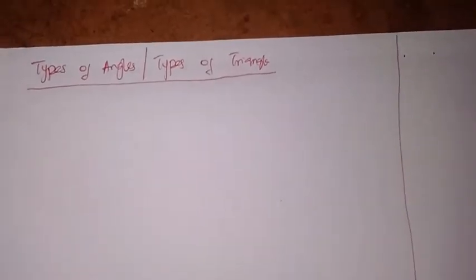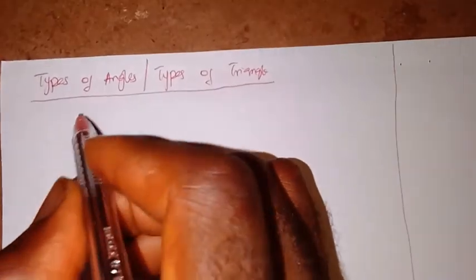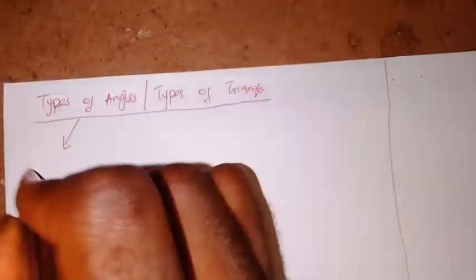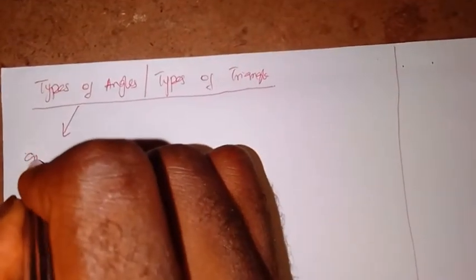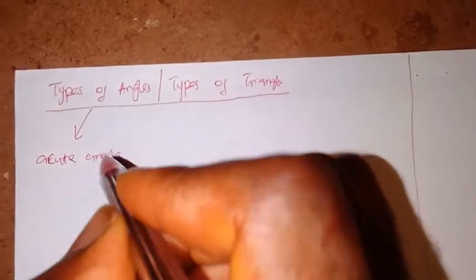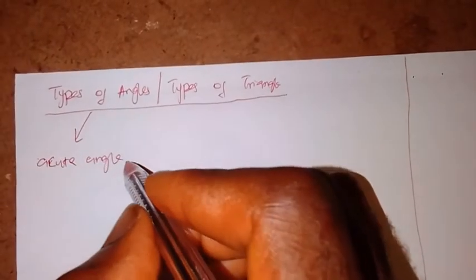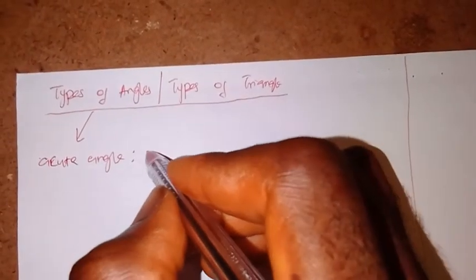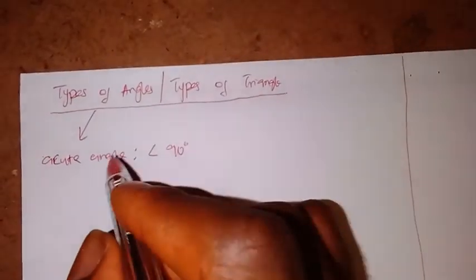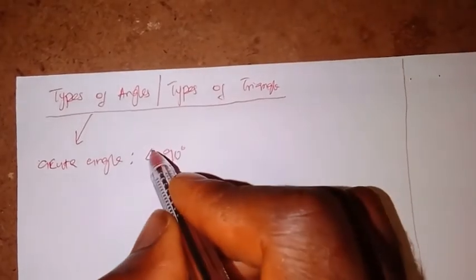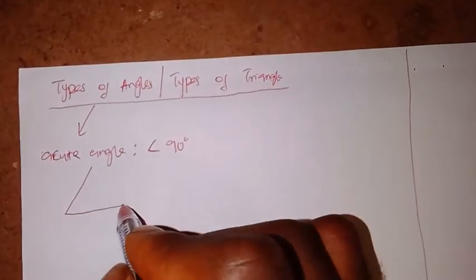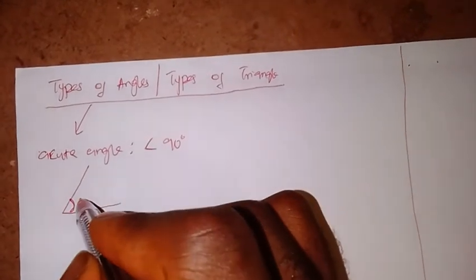Now, in mathematics, we have three basic types of angles. Starting with this, we have our acute angle. Acute angles are those angles that are less than 90. Those angles less than 90 degrees are called acute angles. Now, for example, we have something like this, say 60 degrees.